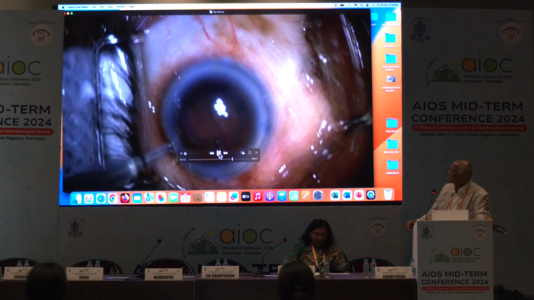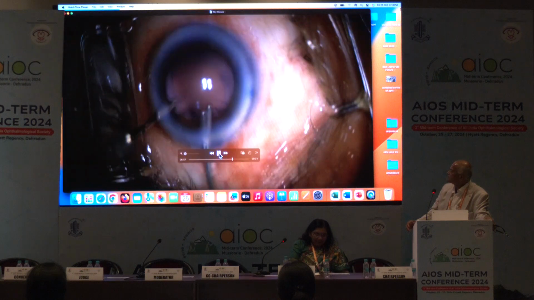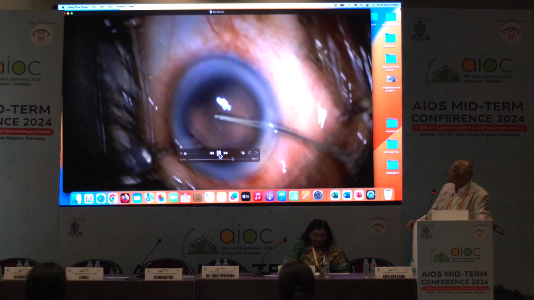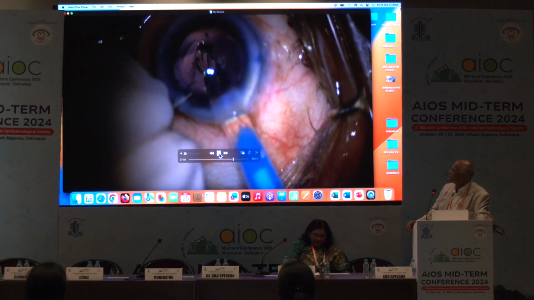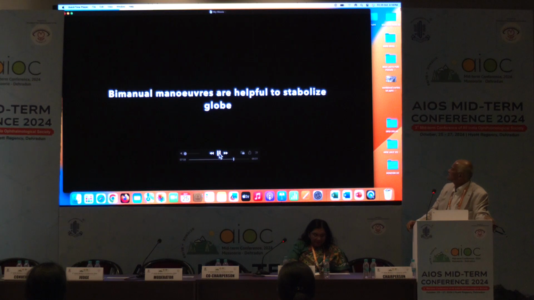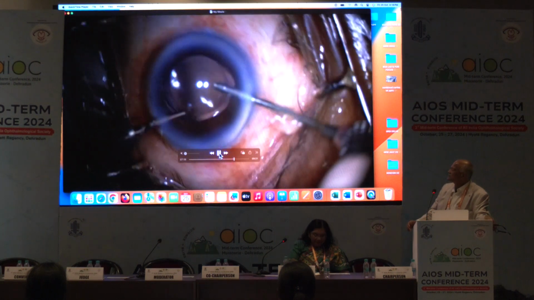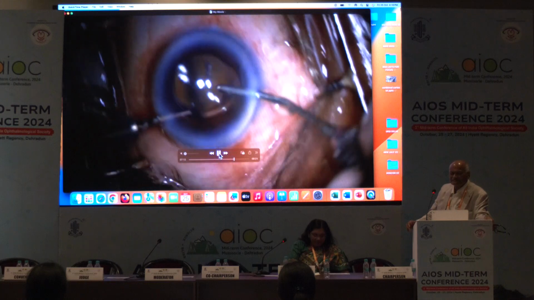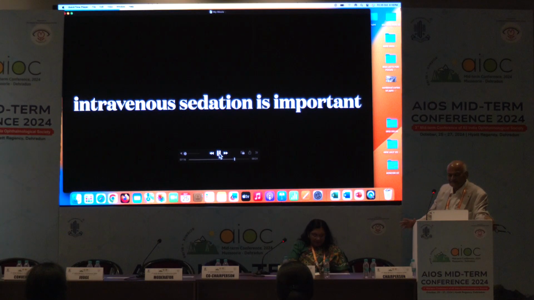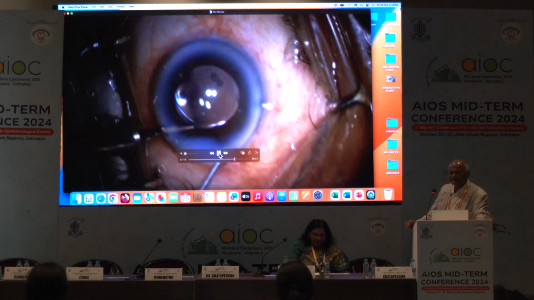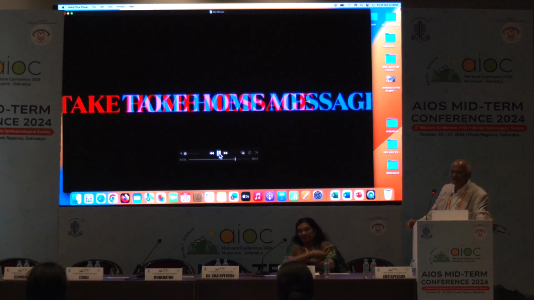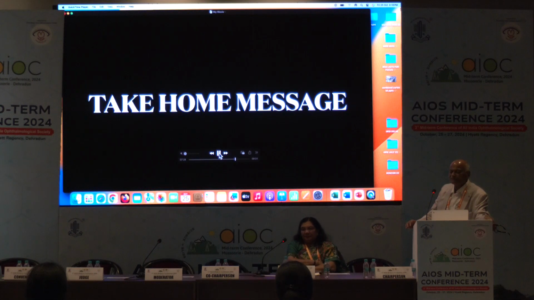See here, every time whenever I am trying to remove it, the patient is moving. It means I want to remove the cortex, but the patient will not listen to me. See here, I am putting the lens, but the only thing stabilizing is the bimanual technique, and this intermittent sedation. I am doing everything, but I have stabilized with one hand, and then I am doing it.